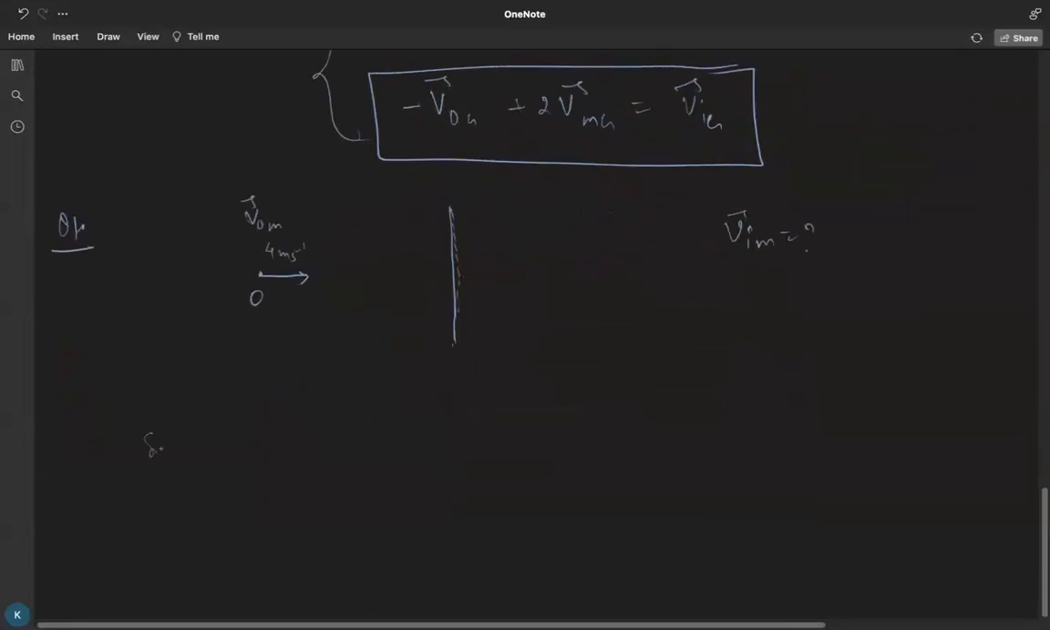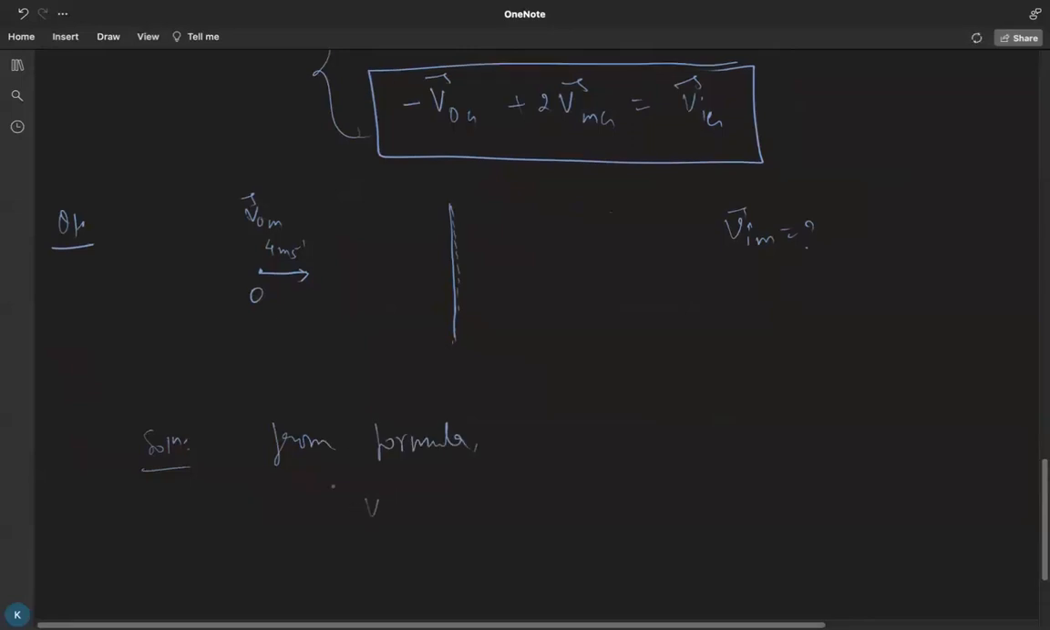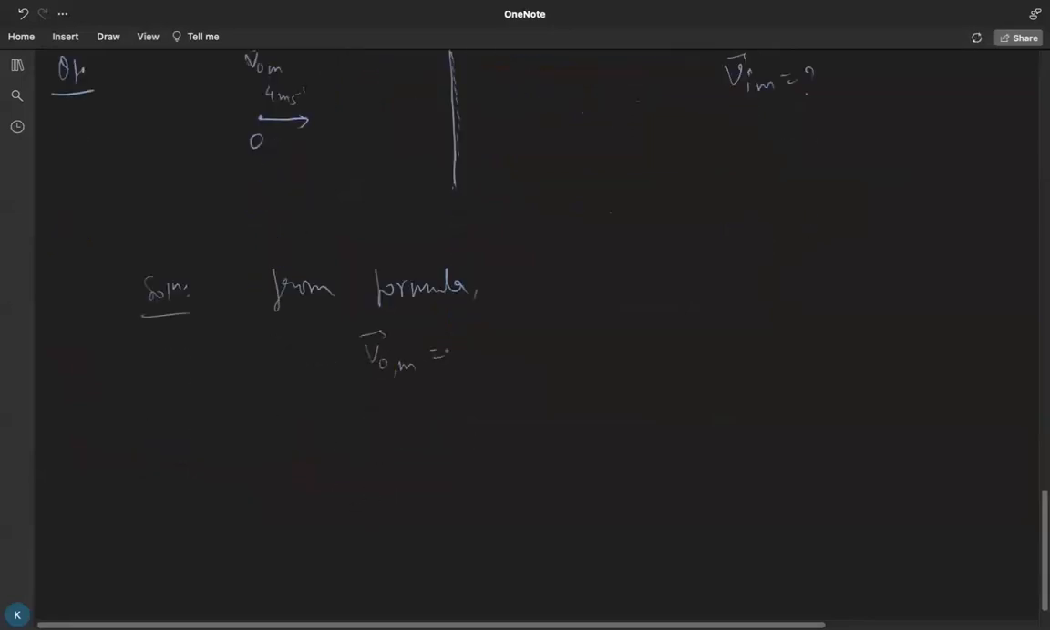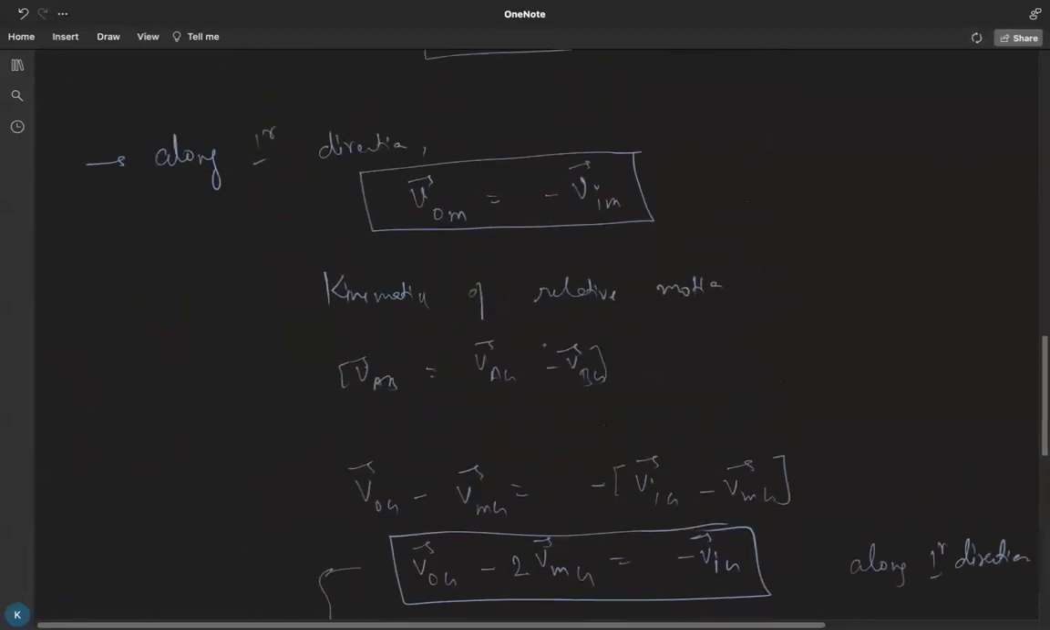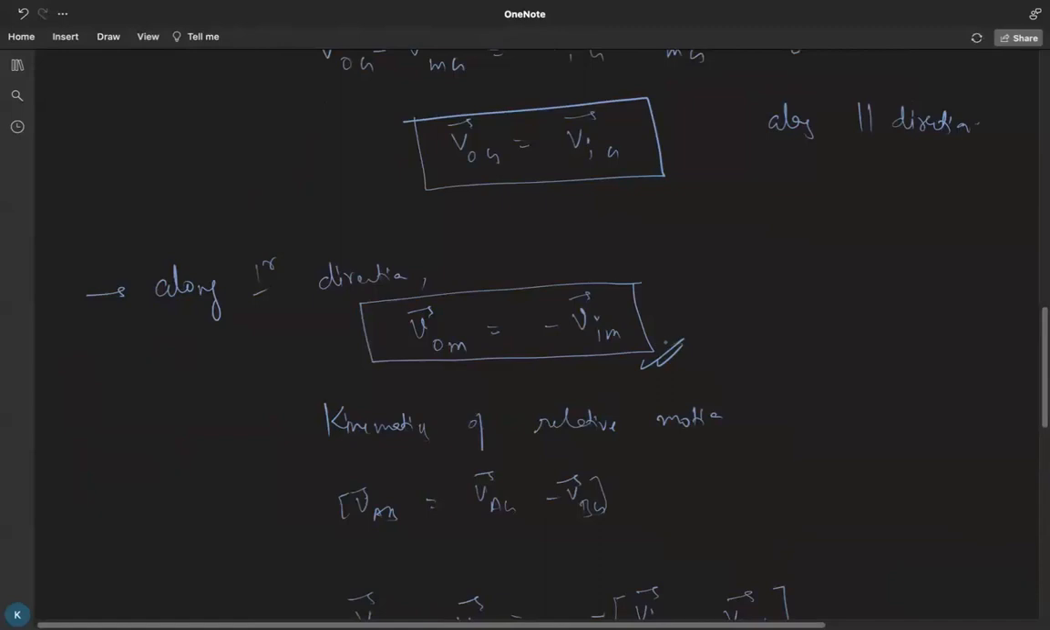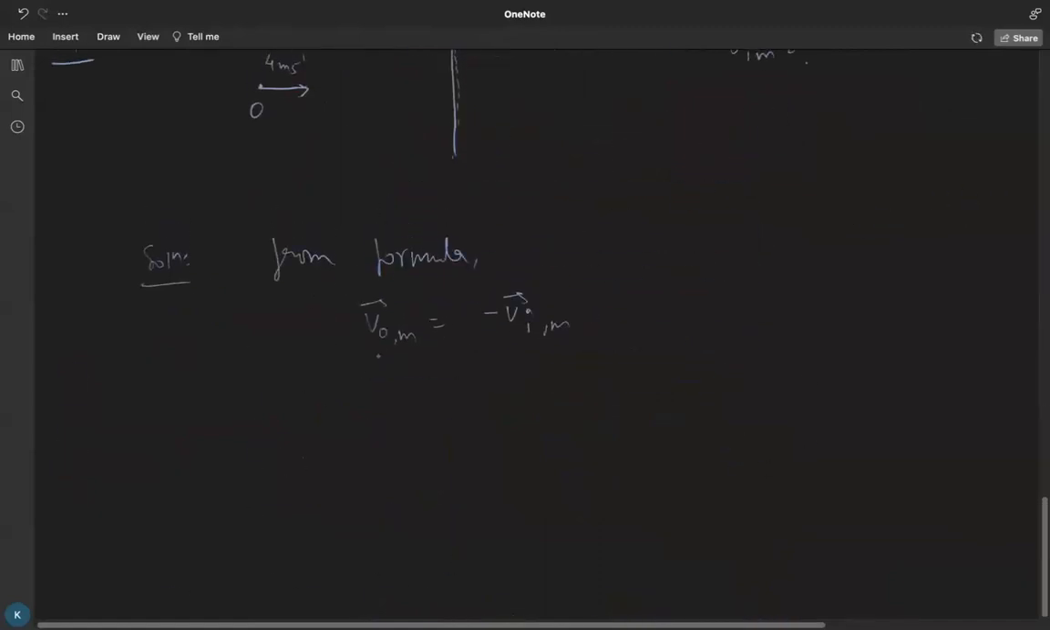So you can write from the formula: the velocity of the object with respect to the mirror is equal to minus the velocity of the image with respect to the mirror, along the perpendicular direction. We are using this formula here. The given value is 4 meters per second, and minus that will be the velocity of the image with respect to the mirror. This is the final answer. It's actually easy, right? Optics is easy, you just have to apply the right formula at the right time.